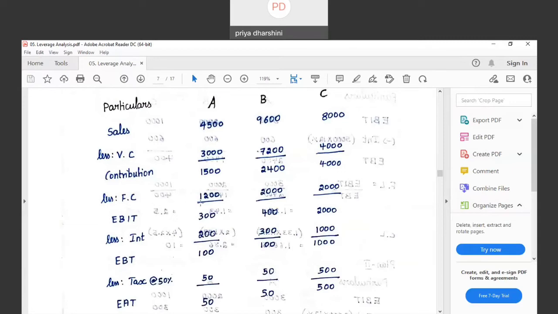Is it this sum? One minute, I'm having a doubt. 1 is 300. Contribution by EBIT, correct? EBIT is 300. 300 into 4 should come to 1200, right? Just one minute.